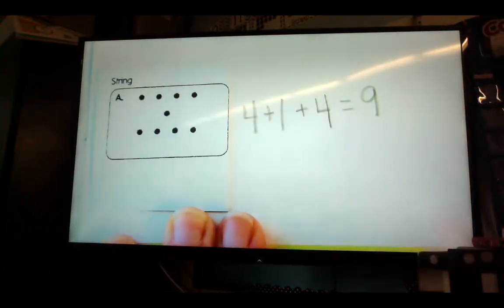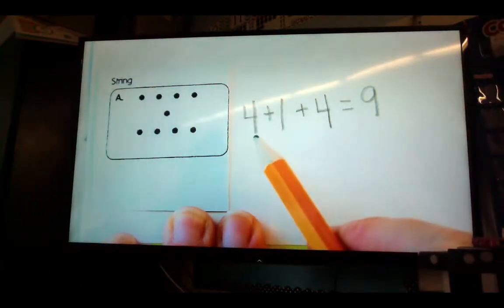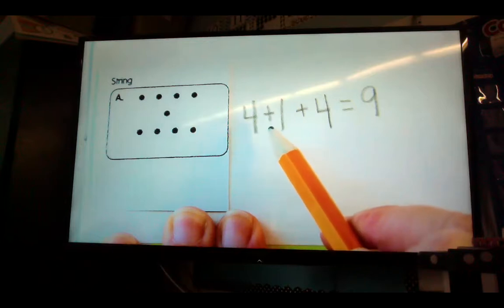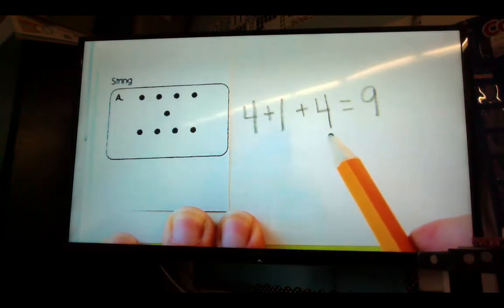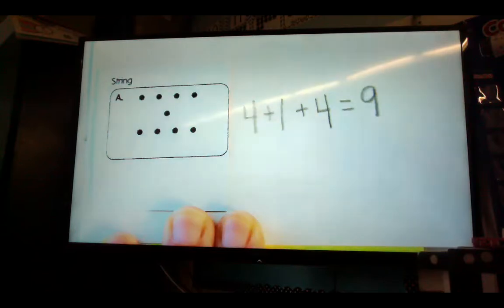Let's read this equation together. 4 plus 1 plus 4 equals 9. Good job, friends. Let's look at our next one. All right, you only have 3 seconds. Are you ready?